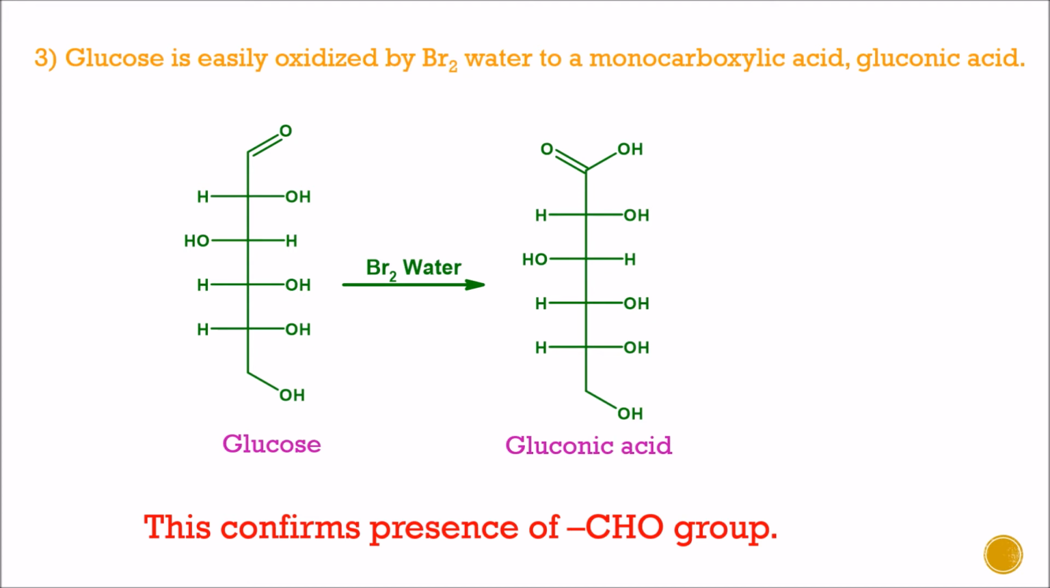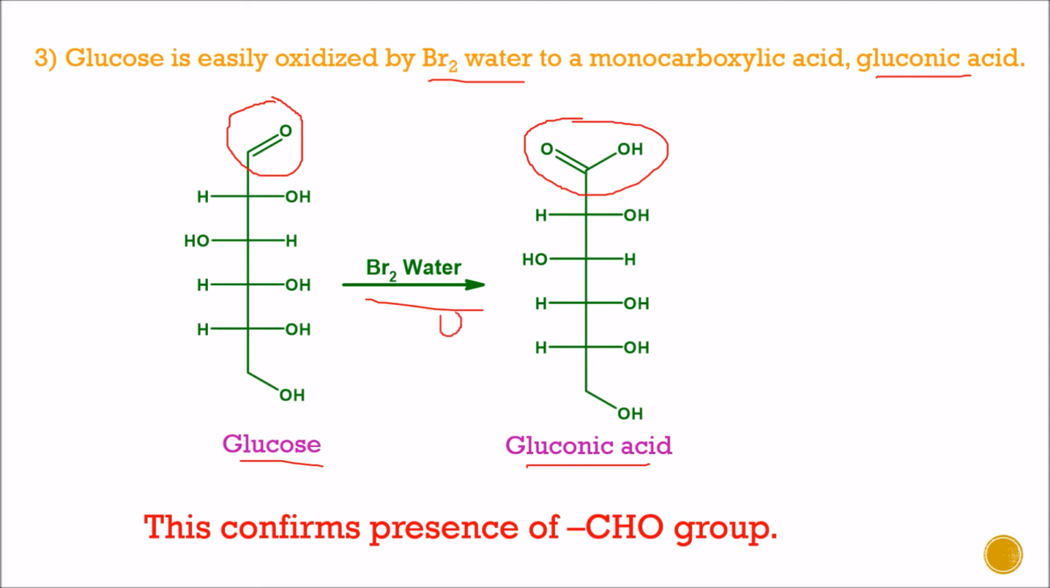The third reaction is oxidation reaction in presence of Br2 water to a monocarboxylic acid, gluconic acid. So glucose after oxidation forms gluconic acid, that is carbon number 1 of glucose, the aldehyde group CHO, after oxidation is converted to COOH group, that is the structure of gluconic acid. This confirms the presence of aldehydic group.